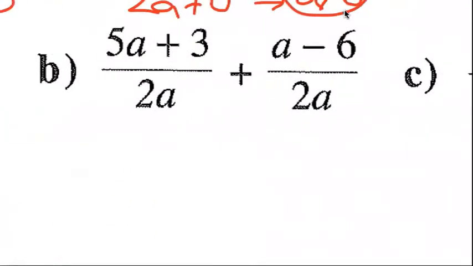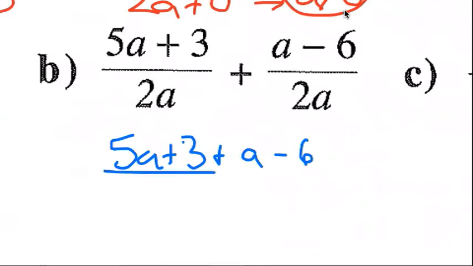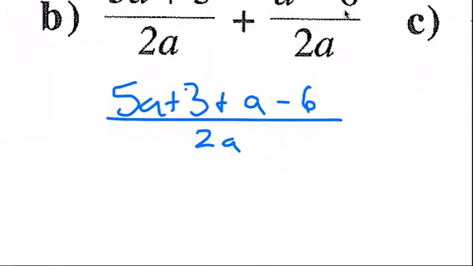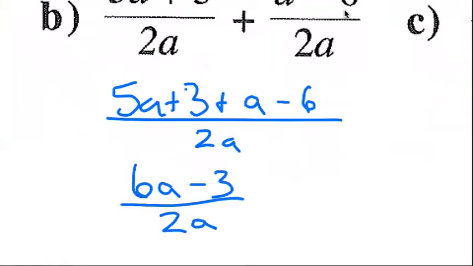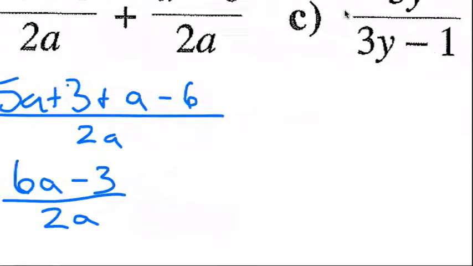These are both on 2a. So I'm going to go 5a plus 3 plus a minus 6 all over 2a. 5a and a is 6a. 3 minus 6 is minus 3 all over 2a. Done. There's no reduction that can take place, so we're done. And then I go to question C.